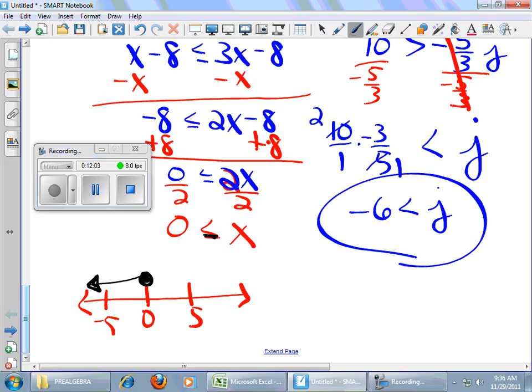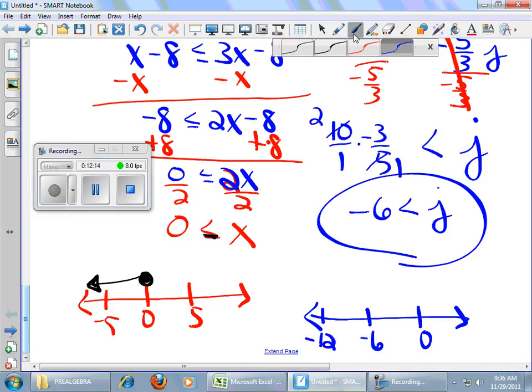All right, I need to show my number line. I'm going to show -6 on there, 0, -12. -6 is going to be an open circle. And -6 is less than j, so numbers greater than -6 will make that true. So I'll shade where the numbers get larger.